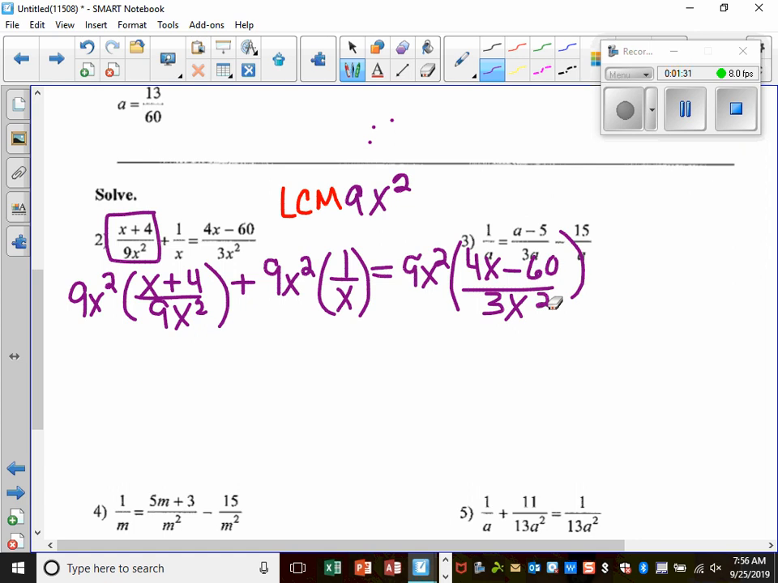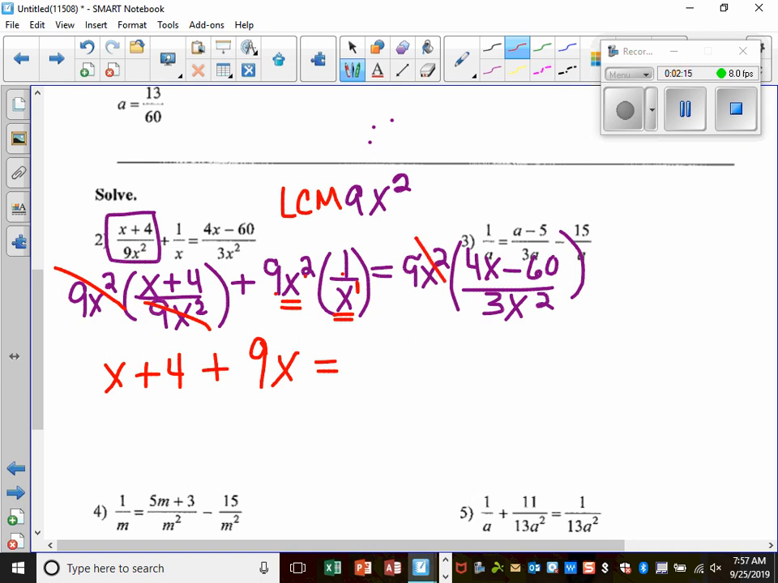Next step, we're just going to go ahead and do the math. So obviously these cancel out because 9x squared over 9x squared is one whole. So I'm just left with x plus 4. Bring down the plus sign. Remember for your variables, we subtract the exponents. So this is an x to the second, and this is an x. What is 2 minus 1? 1, so I still have an x left, and 9 times 1 is 9.